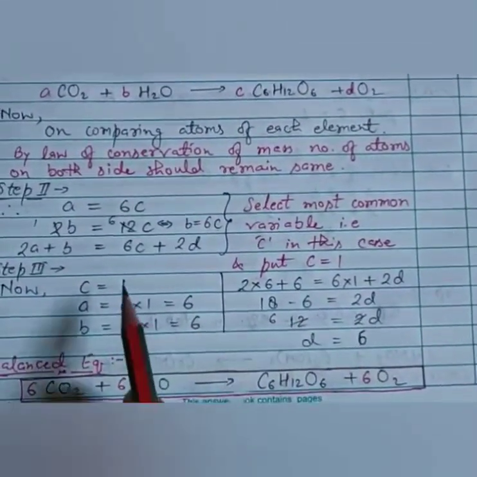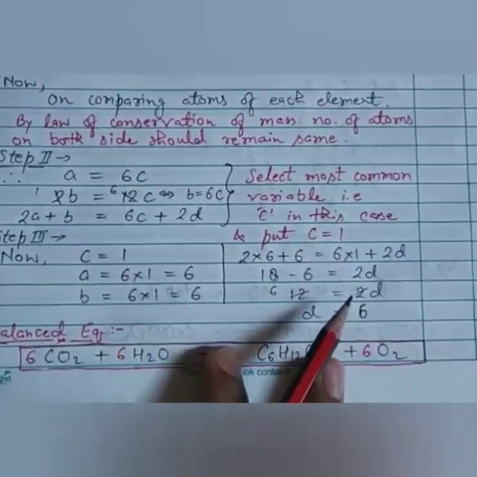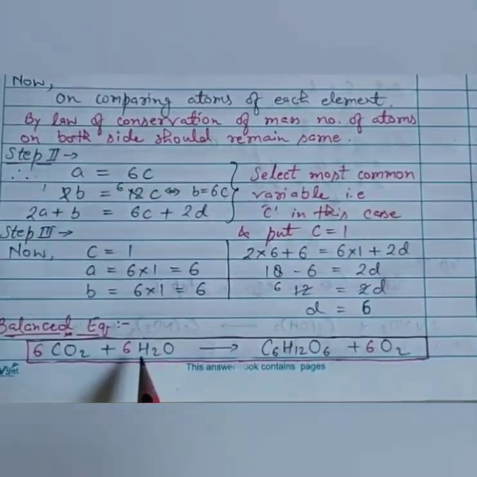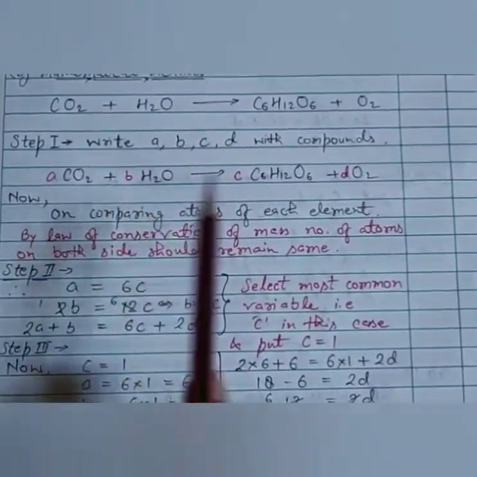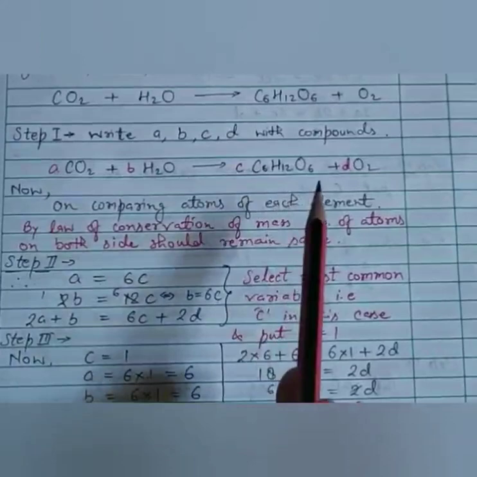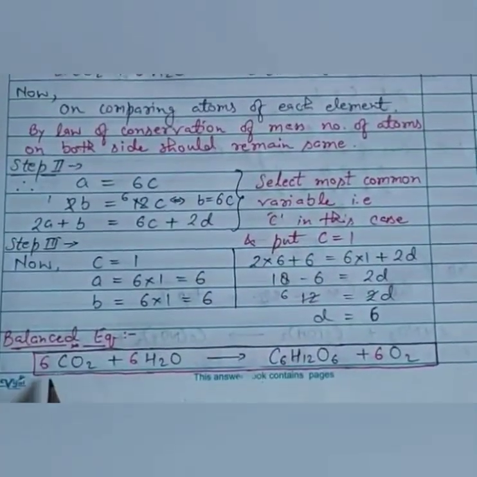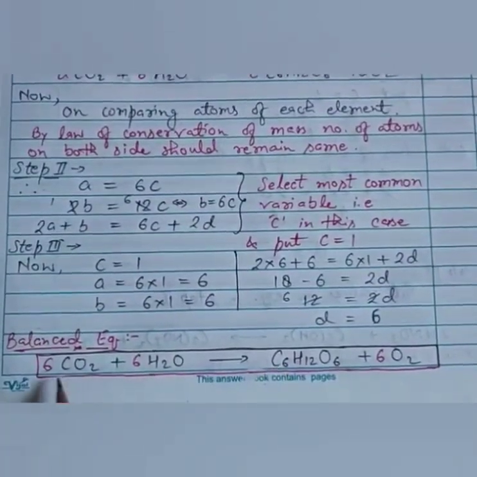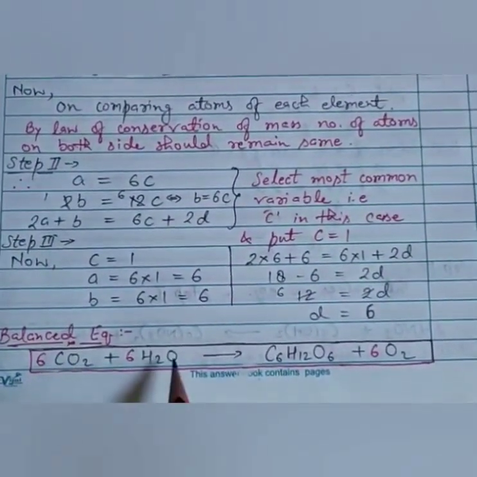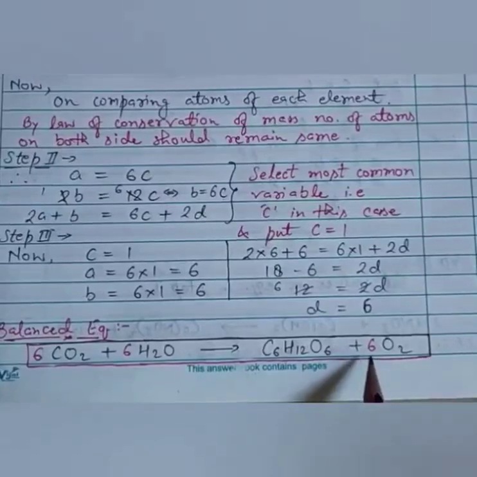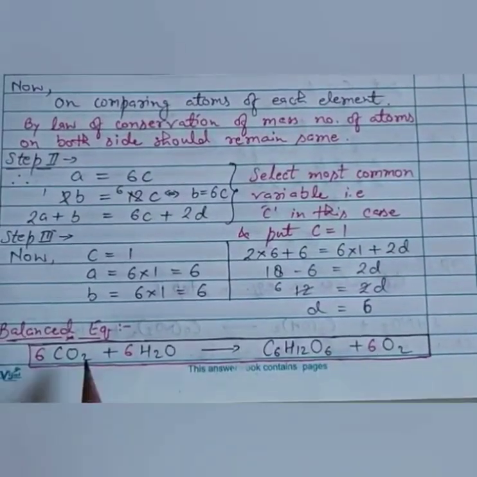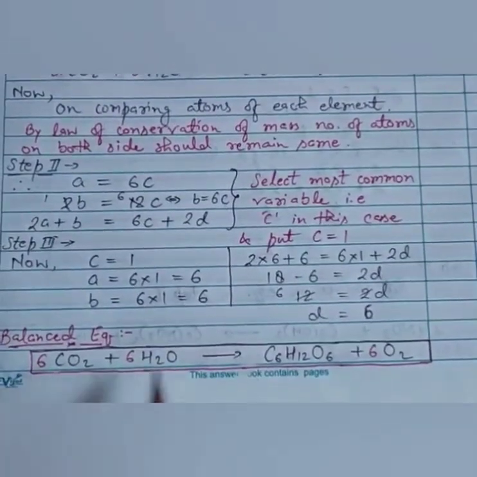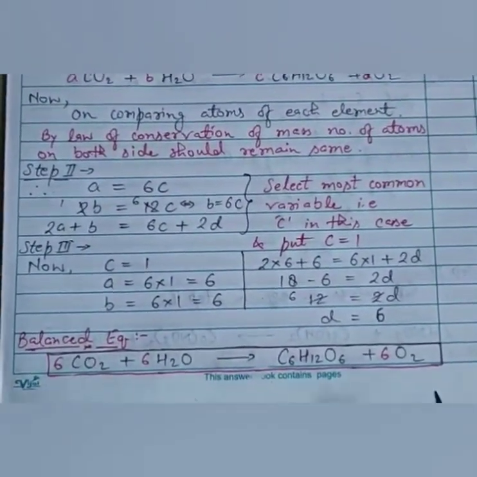On putting all these values in the equation above, where we had put A, B, C, D, you get 6 CO2 and so on. So you see here carbon is 6 and 6, oxygen is 12 plus 6, 18, and 6 plus 12, 18. Hydrogen, 2 into 6, is 12 and 12. So all elements are balanced here. It is a balanced chemical equation.